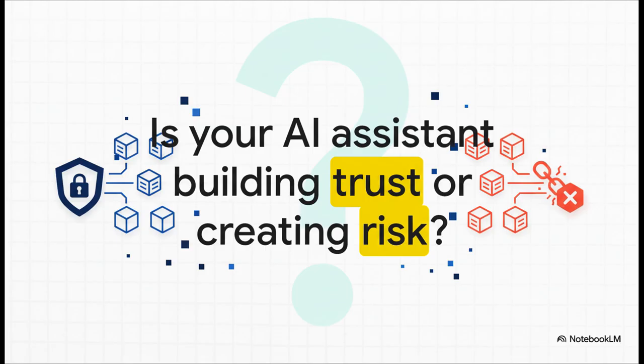And that really leads to the million-dollar question you have to be asking yourself. We're all deploying these AI assistants to be trusted partners, right? To give us reliable information. But what happens if the very knowledge they're built on can be corrupted? Are you actually building trust, or are you just quietly creating a huge, unmonitored risk for your entire organization?